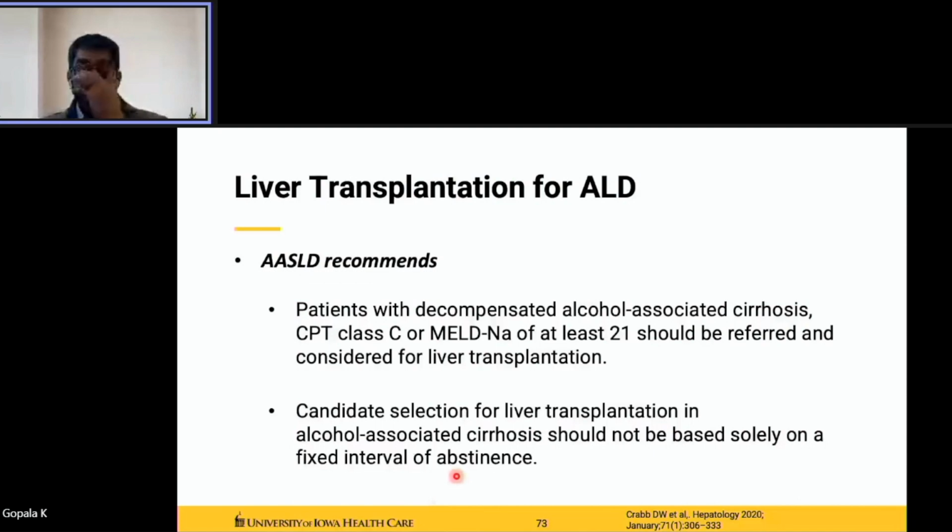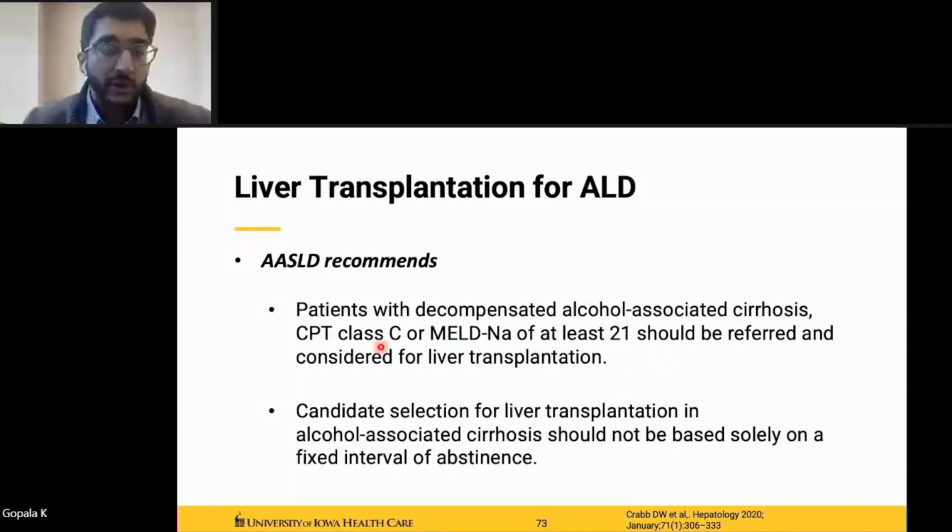So if they're not improving and their MELD score is very high, in the 30s, although they drank alcohol recently, they may be a candidate for liver transplant based on their social support and whether or not they continued to drink despite knowing they had liver disease before, and things like that. Patients with decompensated cirrhosis, Child-Pugh score C or MELD score greater than 21, should be referred to a liver transplant center. And again, candidates are evaluated on a case-to-case basis, not on a fixed interval of abstinence.